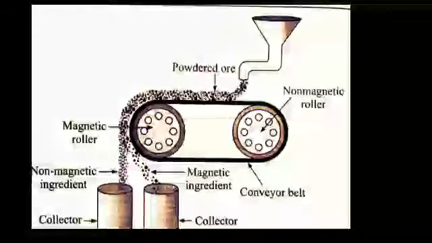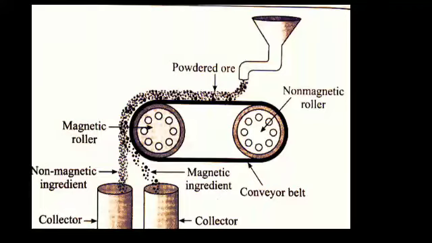Next method is magnetic separation method. This method requires an electromagnetic machine. The main parts of the machine are two iron rollers and a conveyor belt moving continuously around them. One of the rollers is non-magnetic while the other is electromagnetic. The conveyor belt moving around the rollers is made of leather or brass. The powdered ore is poured on the conveyor belt near the non-magnetic roller.